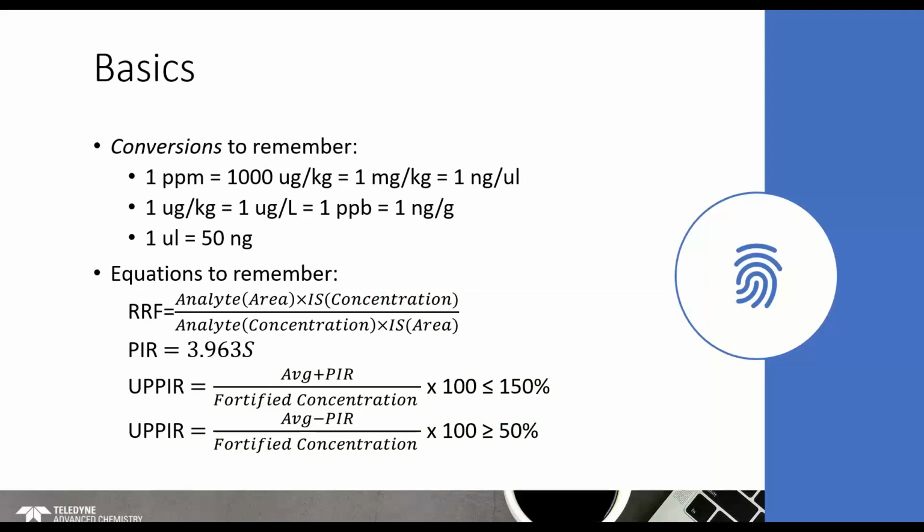I also wanted to take the time to list a couple of helpful conversions for calculating some of the basic equations used to make standards or identify targeted calculations. So you'll be able to convert some of your basic units of ppm to nanograms per microliter and identify some of the targeted analyte concentrations when doing the math. These are very helpful if you ever use Excel, for example.